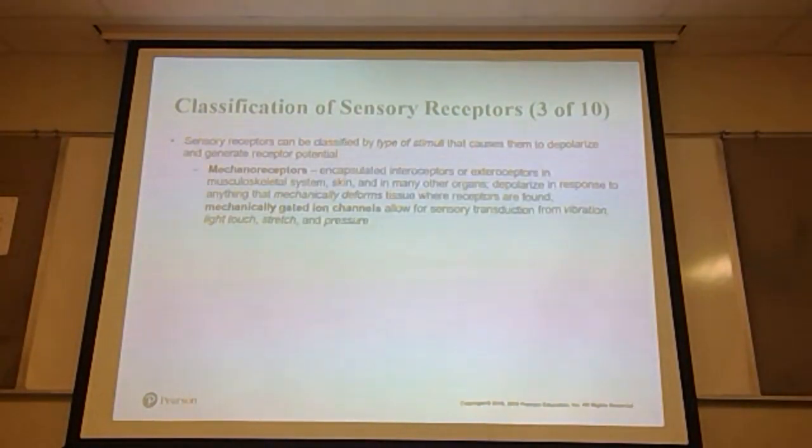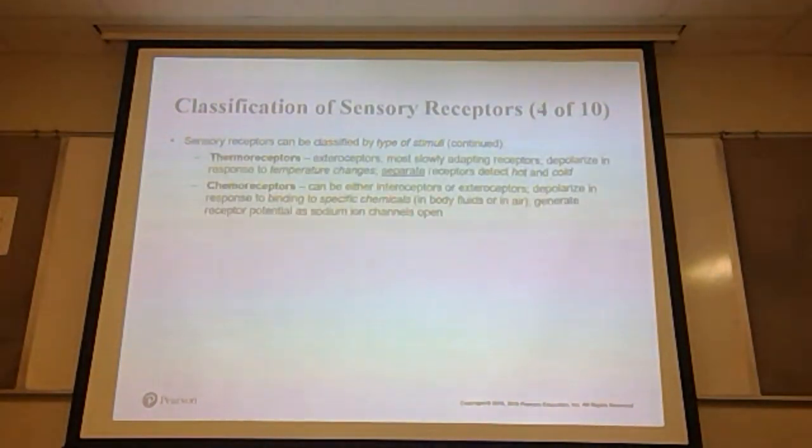You have mechanoreceptors, which are encapsulated interoceptors or exteroceptors in the musculoskeletal system, the skin, and many other of the organs. These depolarize in response to anything that mechanically deforms the tissue where the receptors are found. That mechanical deformation causes those mechanically gated ion channels to open, which allows the sensory transduction signal to go forward. So things like vibration, light touch, stretch, and pressure are examples of mechanoreceptors.